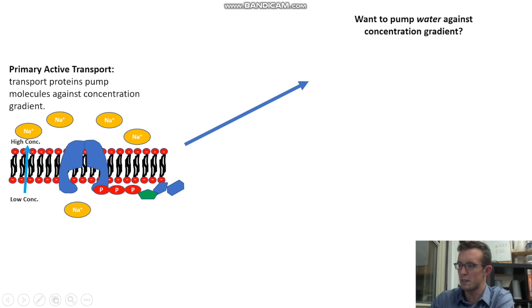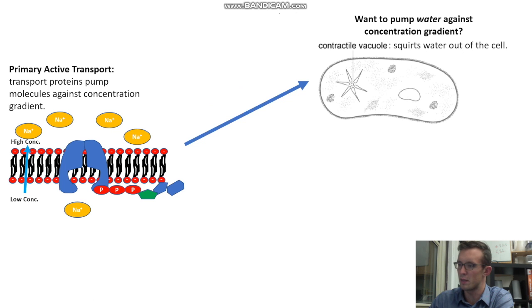But if a cell wanted to pump water against a concentration gradient, it could use a different form of active transport. It could use a contractile vacuole, which is a vacuole that is able to contract. It's able to squeeze together to squirt water out of the cell. Prevent the cell from absorbing too much water and expanding or exploding.